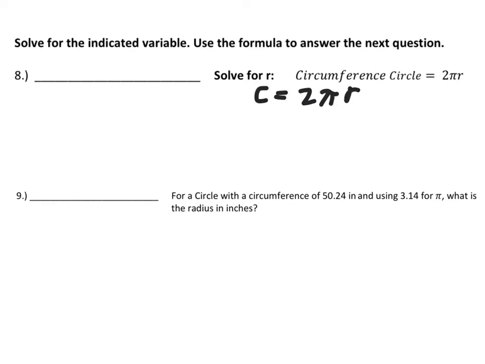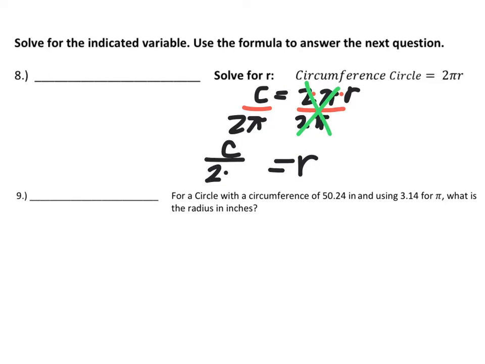So since we have to solve for r, we're going to want to get the r by itself. That means we're going to divide both sides by 2 and pi. Whatever we do to one side of the equal sign, we do to the other side. And that will cancel out 2 and pi and get the r by itself. So our answer is circumference divided by 2 times pi equals r.